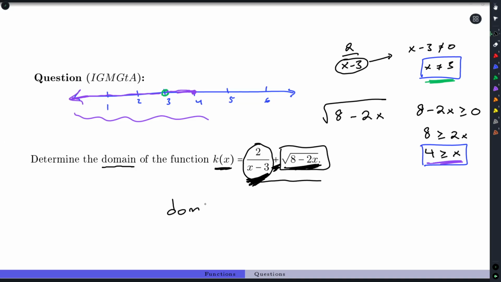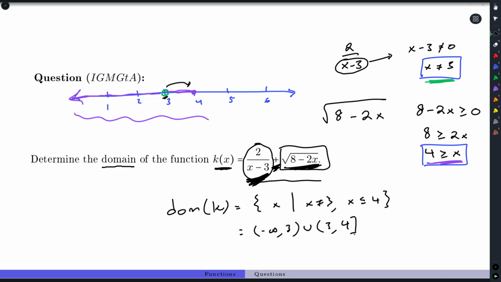So I'll write dom k, dom for domain. And what is it? There's lots of ways you can write this. If you wanted to use set notation, you could say it's all the x's so that x isn't 3 and x is less than or equal to 4. I prefer something like interval notation. With interval notation, we have to look at it. There's two pieces. There's everything less than 3, so negative infinity up to 3. We use a round bracket because it's not 3. Or there's the stuff that's bigger than 3, because 3 is excluded, but that's less than or equal to 4. So 3 up to 4, and we include 4, so we use the square bracket.